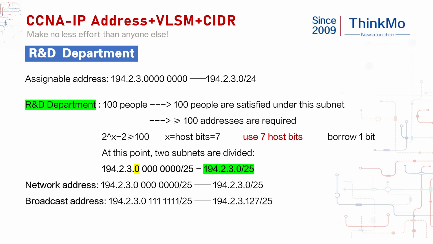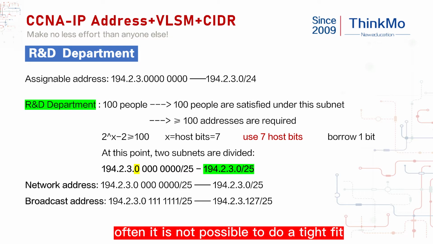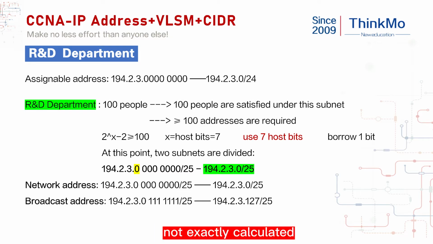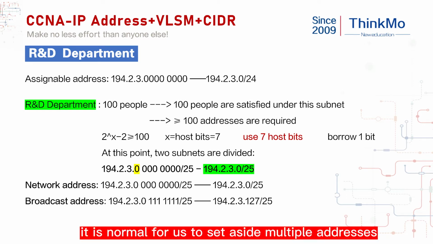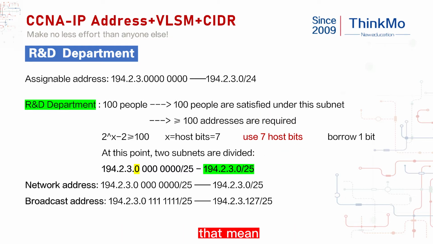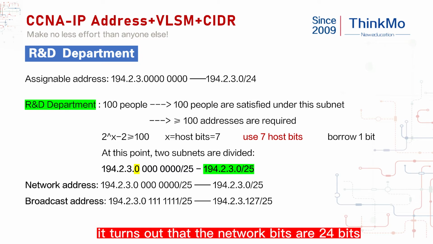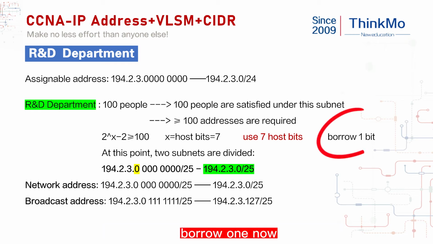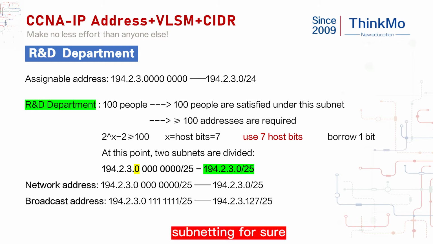Please pay attention. We use this method when calculating. Often it is not possible to do a tight fit, not exactly calculated. So it is normal for us to set aside multiple addresses. So now 7 host bits are actually used. That means network bits need to be borrowed. It turns out that the network bits are 24 bits. Borrow 1 now. Since I've borrowed, we are subnetting for sure. Divide into 2 subnets.